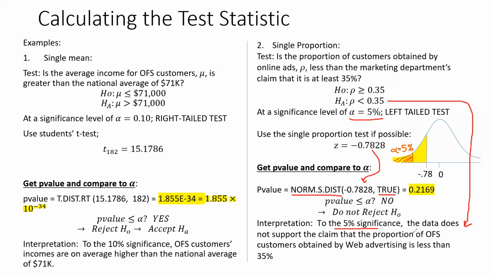It does not support the claim that it's less than 35%. So we can't support that claim. To a 5% significance level, we cannot reject that it might actually be 35%, at least 35%.